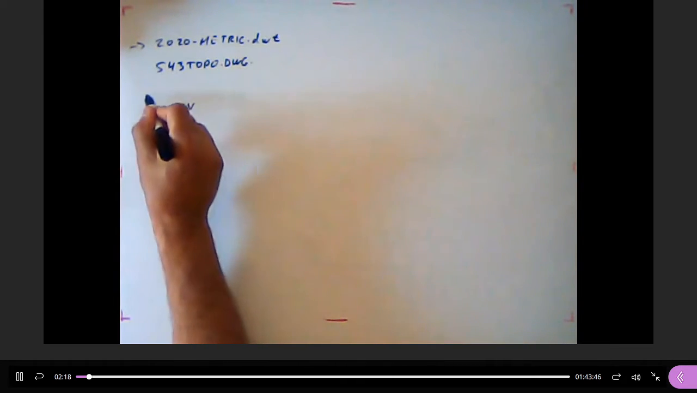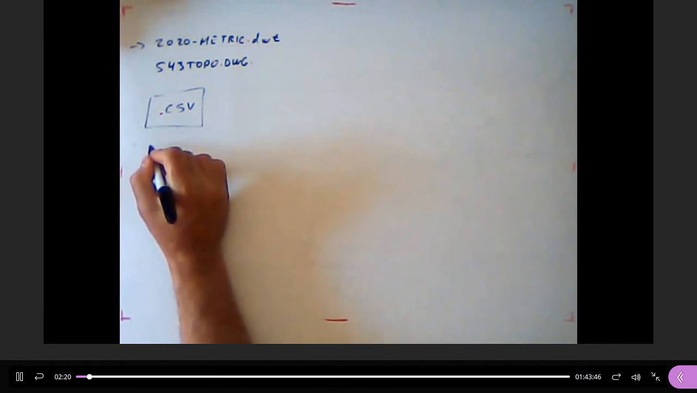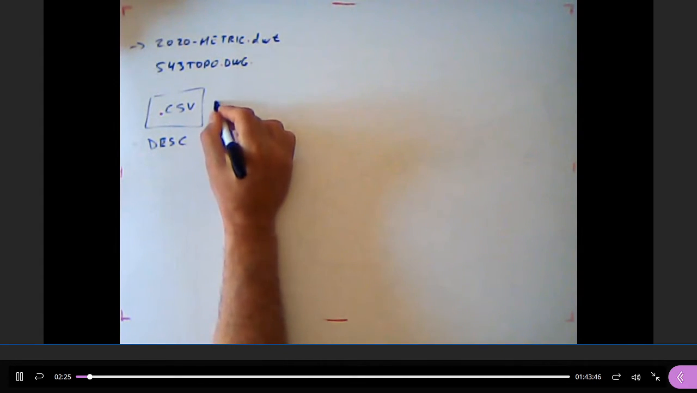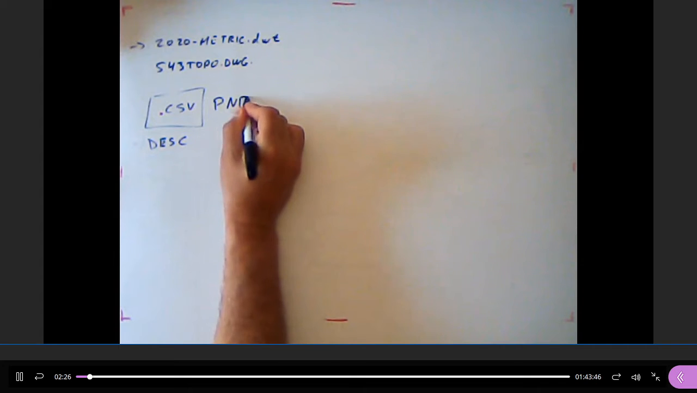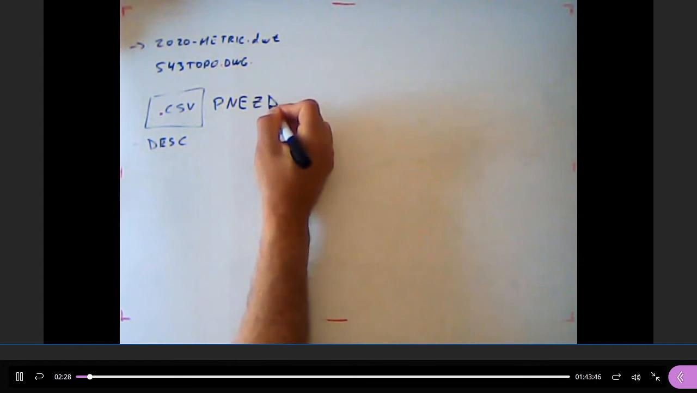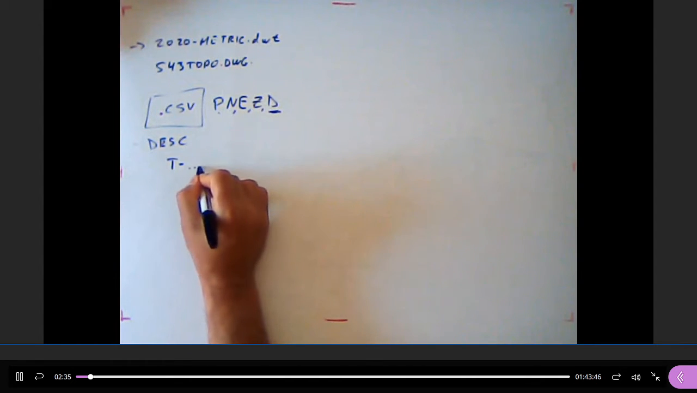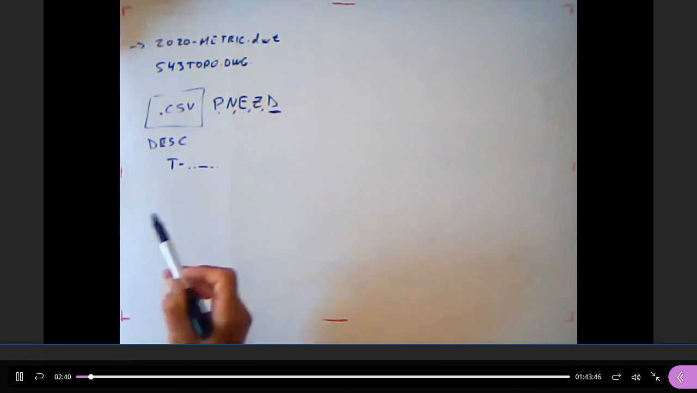All right, so let's continue this discussion. Here's a quick overview. In the CSV file, there are descriptions. And remember, the CSV file has a format: point number, northing, easting, elevation, description. This description is of the form T dash and then some description: ground, CL for center line, shoulder, edge of pavement, and so on.